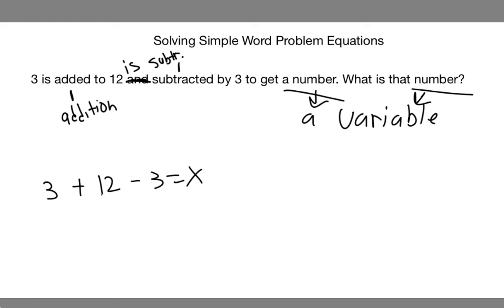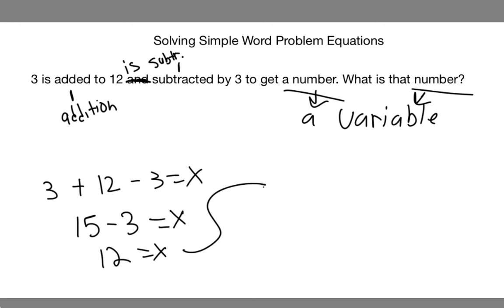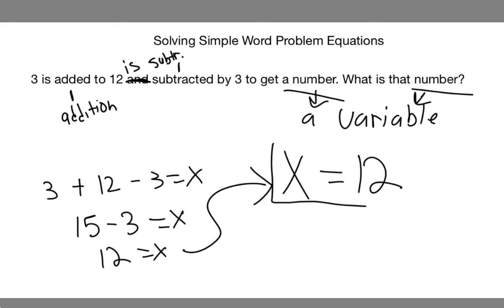Okay, so let's do this. So we have 12 plus 3, which is 15. And then we're going to carry the negative 3 over, equals X. And then what we're going to do is 15 minus 3 equals 12, equals X. So let's draw this up really big up here. X equals 12. Now, it's really fun to draw things super big. What do you guys think about that?